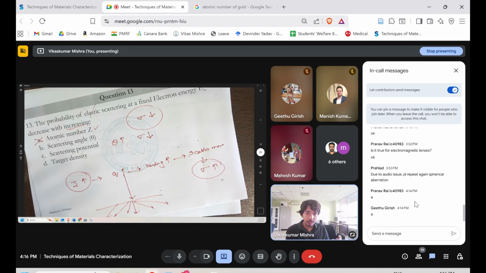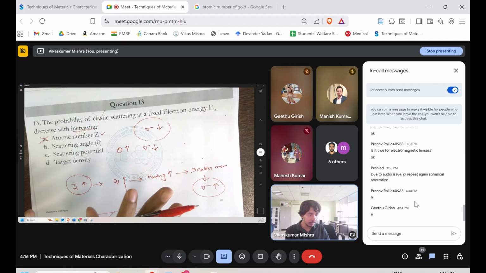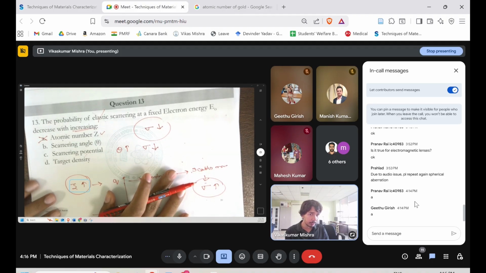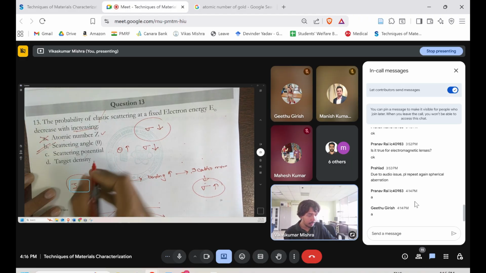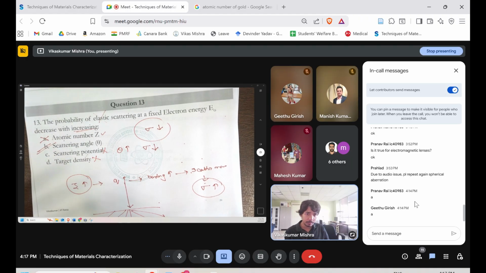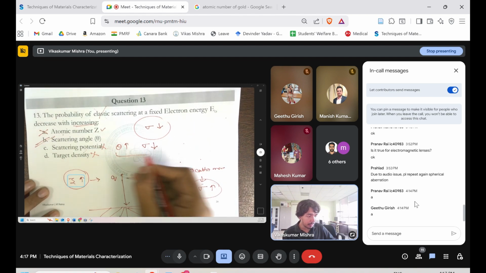You will find a similar question in the assignment, more or less. So the right answer is option B. The other two, I just put something, nothing to worry about. Scattering angle is the one. Let me know if it is clear.